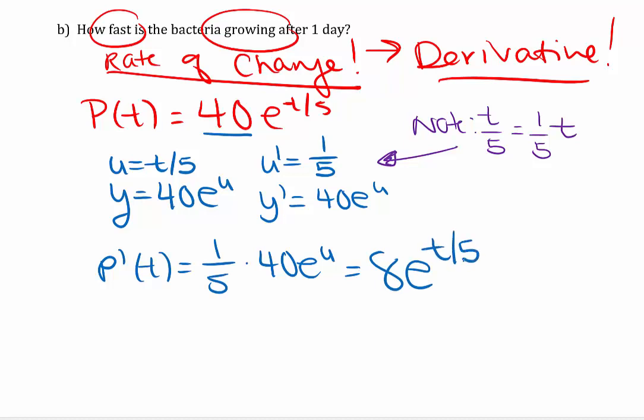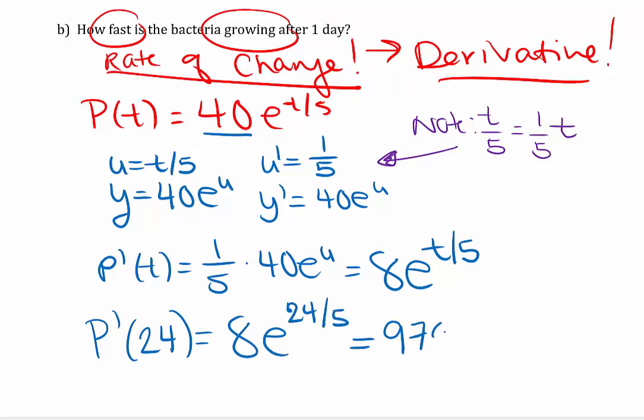And then finally, if I want to know the rate of change after one day, I have to plug the 24 hours back into that derivative. I put this into my calculator and rounded to the nearest whole number. I got 972. And that would be bacteria per hour. So the population is growing at a rate of 972 bacteria per hour.